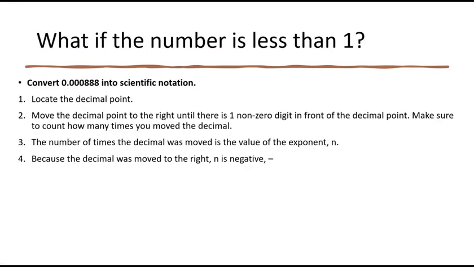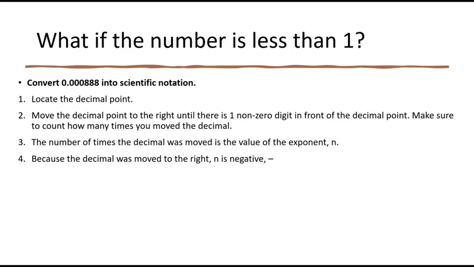What if we have a number that is less than 1? Consider converting 0.000888 into scientific notation. The first step is the same as before. Locate the decimal point. The second step, we're going to move the decimal point this time to the right until there is one non-zero digit in front of the decimal point. Make sure to count how many times you move the decimal.